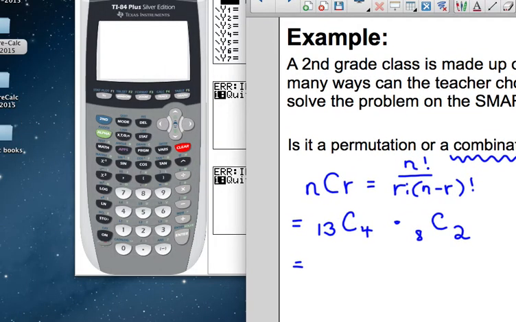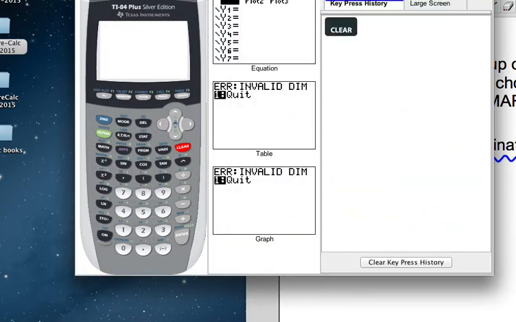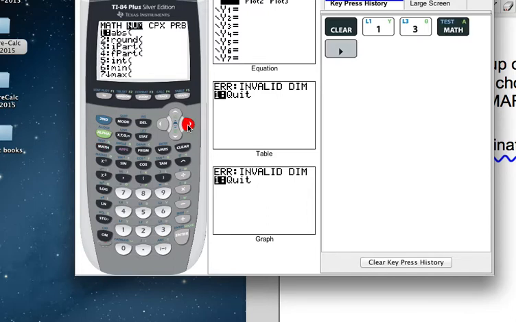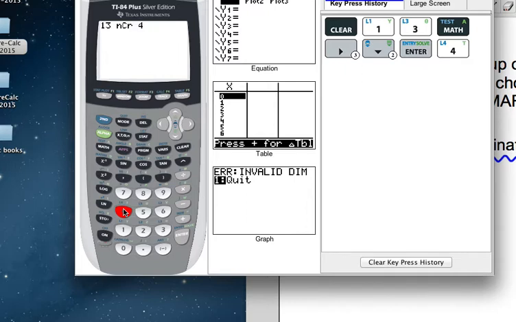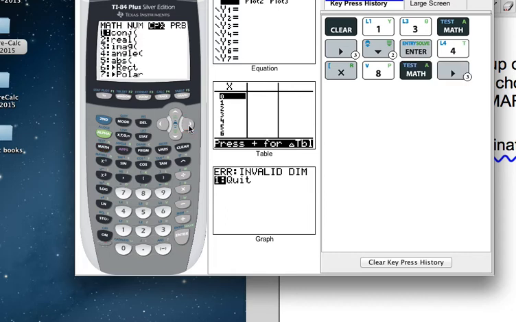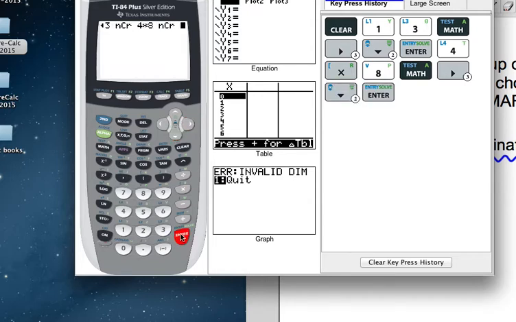So I'm just going to squish this over the side here. Here's my graphing calculator. When you do this, you want to go ahead and type in 13, because that was the 13 boys. Then you go to math, arrow over to probability, PRB, go down to number 3, enter, and now we're going to choose 4 boys. Now multiplication, now we're going to choose 8 girls, math, arrow over to probability, down to number 3, enter, and now we're going to choose 2 girls, enter, and we will get 20,020.